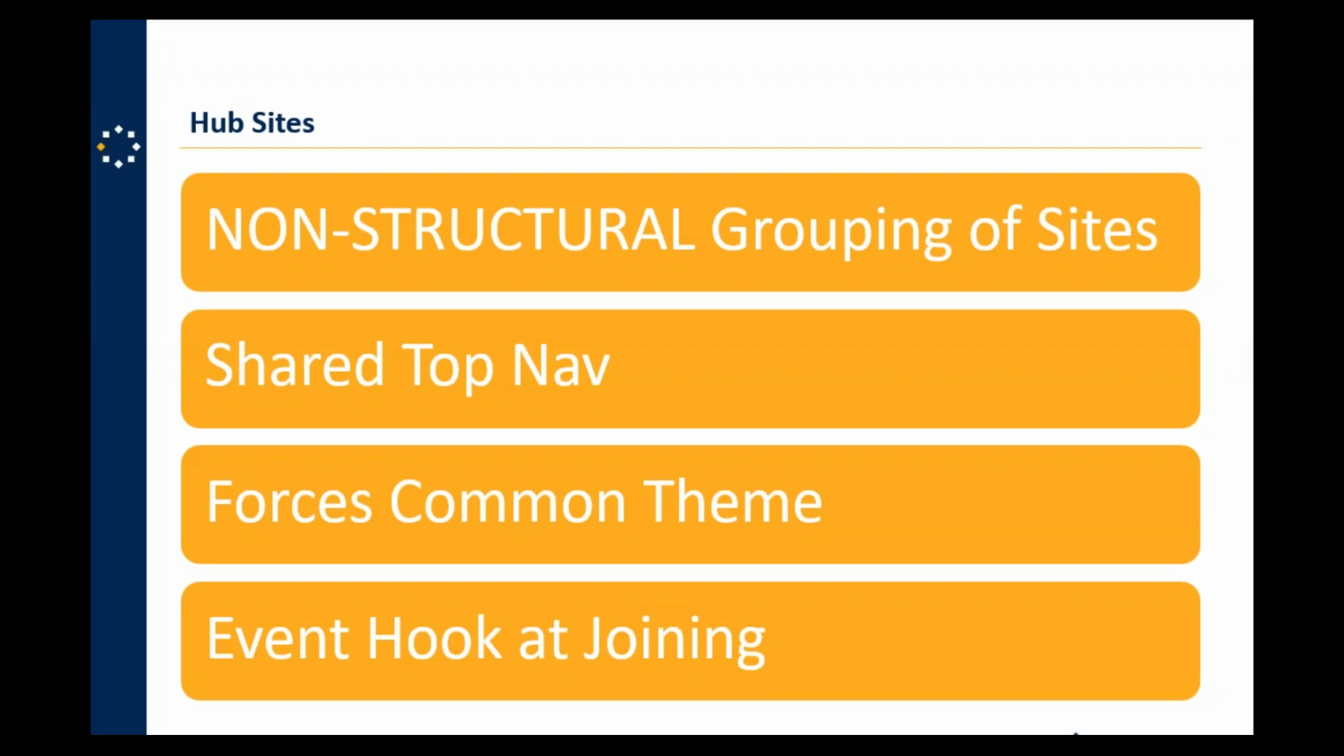A hub site gives your site a common top navigation. So this is how you do cross-site collection shared navigation. It also forces a common theme. So if you upload a SharePoint theme to your tenant and then pick that for your hub site, all the sites that are associated to that hub site get that same theme. And then finally, when a site joins to a hub site, you can have code run, you can have a site script run that will make changes to the joining site as a result of it joining the hub.